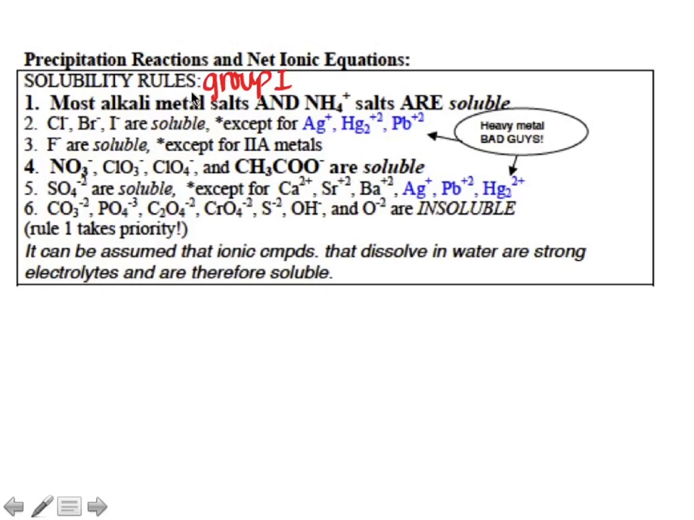Is cesium not soluble? We just don't put it in there because it's too reactive. Yes, too reactive. So group 1 metal salts, so your alkali metals and ammonium, are soluble.